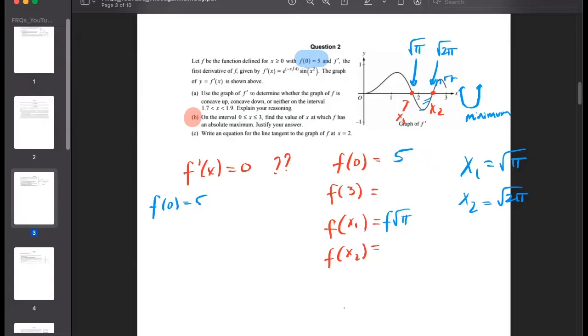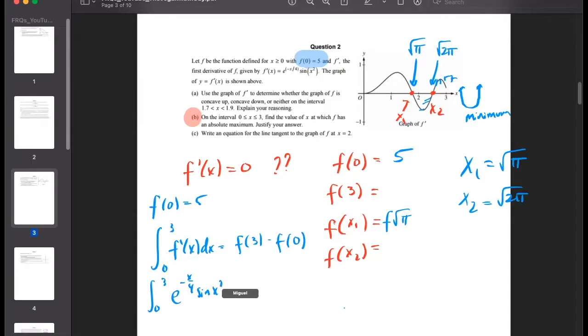We need to find f of 3. So the way we're going to do that is we're going to do the integral from 0 to 3 of f prime, which is equal to f of 3 minus f of 0. This is by the first fundamental theorem of calculus. So I have the integral of e to the negative x to the 4th times sine of x squared dx is equal to f of 3 minus 5, because f of 0 was equal to 5, which is great. And so now, what I need to do is add the 5 to the other side, and find the integral that I have on the left side.